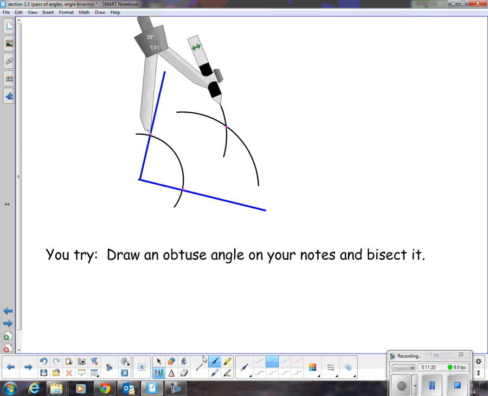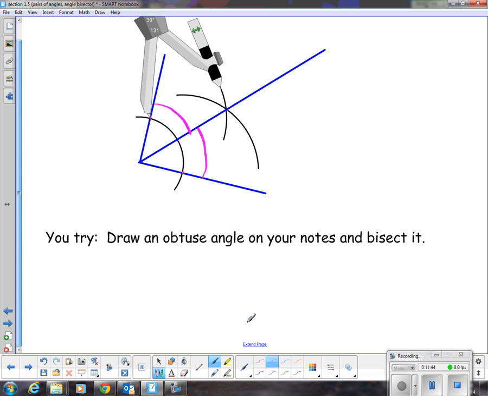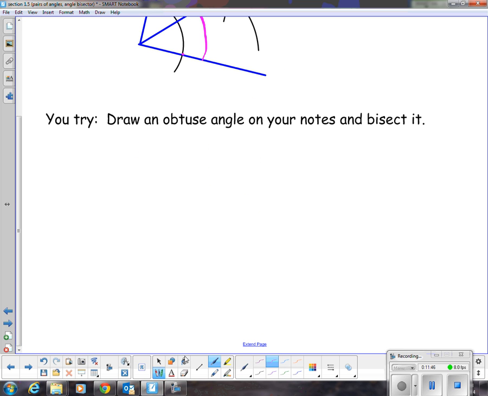So now if you take a straight edge and go from the vertex through that point, then what you've just done is you've constructed an angle bisector. So our marks look like this. This shows that my angle was bisected. Now I want you to draw an obtuse angle on your notes and bisect it. Don't know if you want to see this again, but just remember you have to do this.